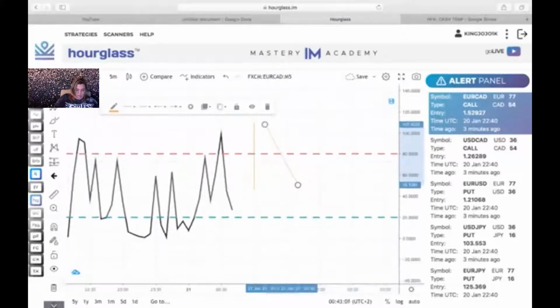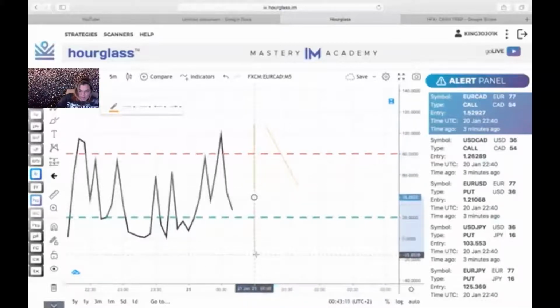Anything that is oversold must cross the 30 and must come back up to the 50.